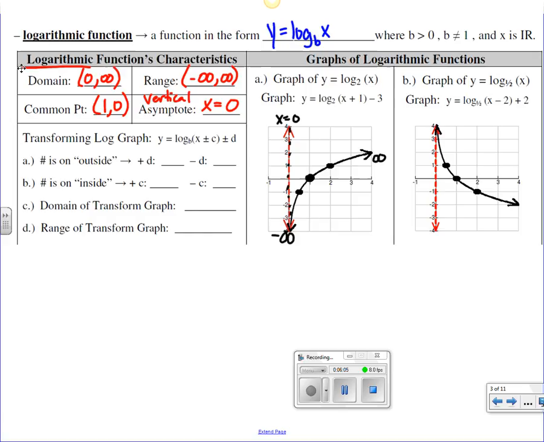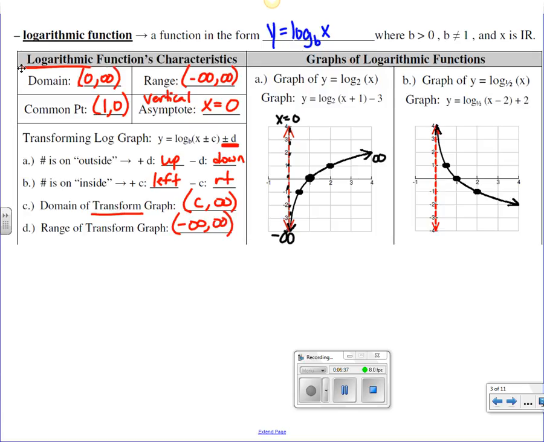All right, same things. If you're adding d on the outside, it goes up. If you're subtracting d, it goes down. If you're adding a number on the inside, it makes it go left. If you're on the inside and you're subtracting, it makes it go right. All right, the domain after you transform it will be c to infinity, and the range will always be negative infinity to infinity.